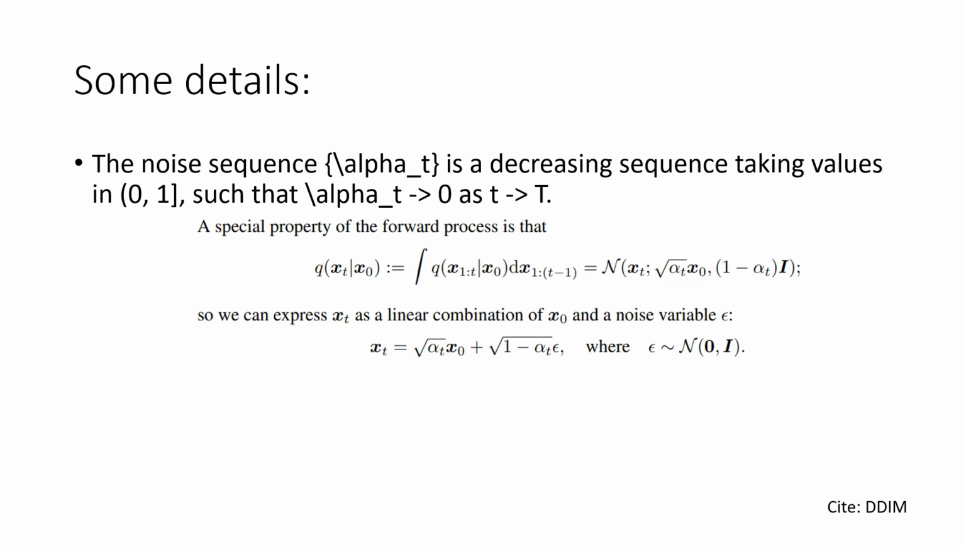So you should probably notice that the first term approaches 0, and the second term approaches 1. So x sub capital T will be essentially a sample from a standard normal distribution centered at 0.